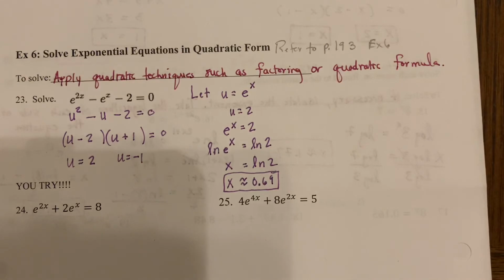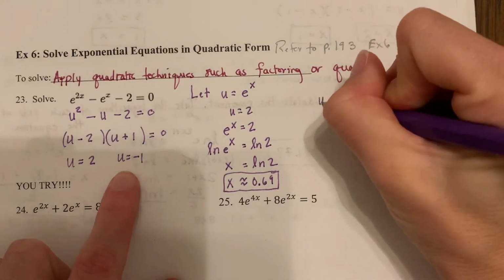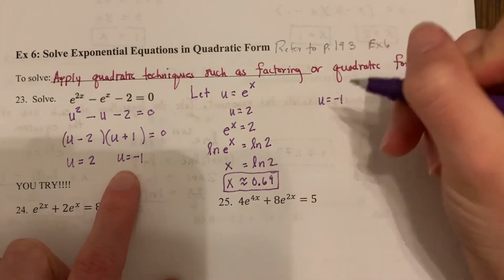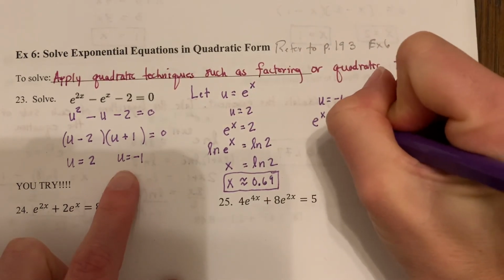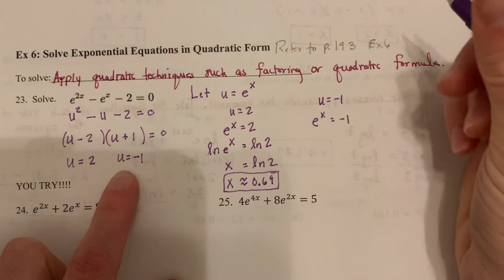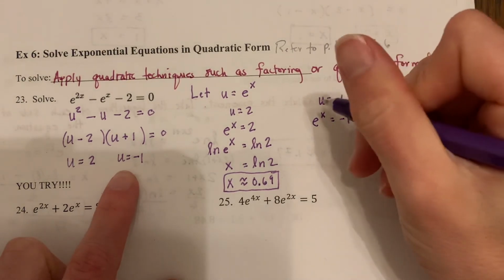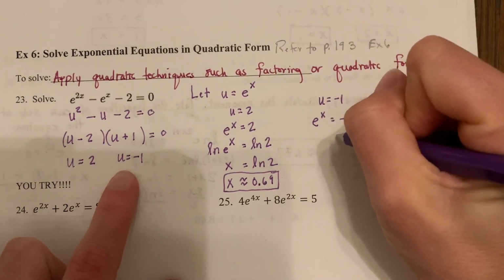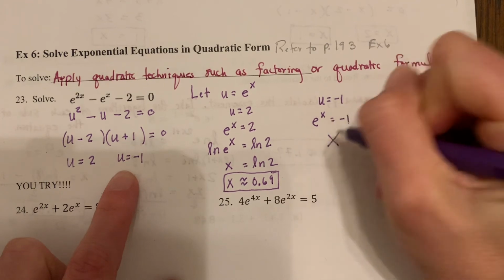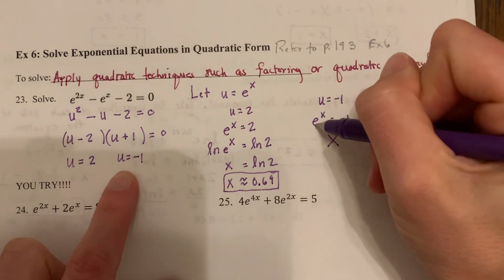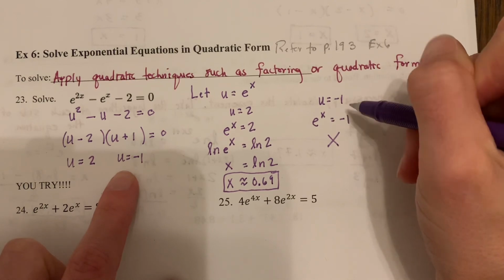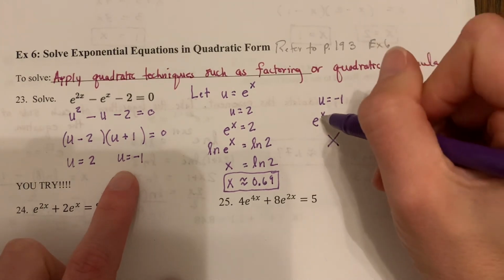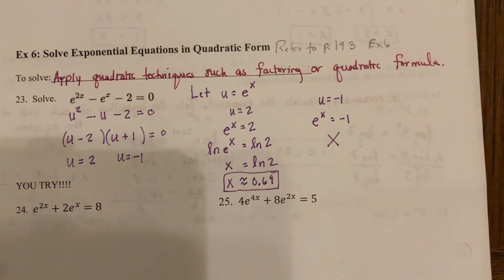Now remember, we have two answers. u also equals -1. Again, u equals e to the x. So I now have e to the x power is equal to -1. Okay. Now this yields no solution. There's no way I can take e to a power and get a negative number. Okay. So anytime you have an exponent that gives us a negative number, it represents no solution.